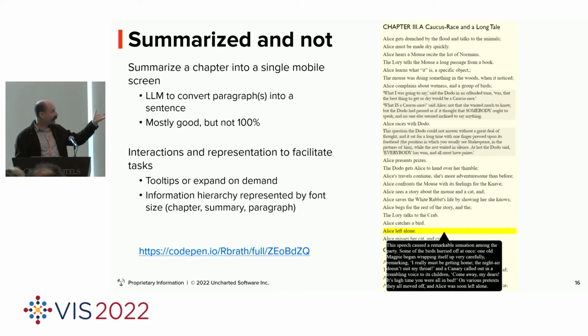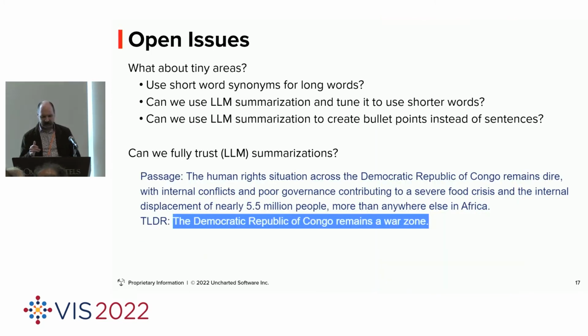Then I've added interactions. Again, it's washed out, but you can see it in a slightly smaller, lighter font, where a sentence has been expanded to its original full paragraph. And then you can also have interactions like tooltips on there to see what's going on and so forth. So this will work on mobile, and it will work on a large screen as well. And what I've shown isn't perfect. There are a lot of open questions to these things.